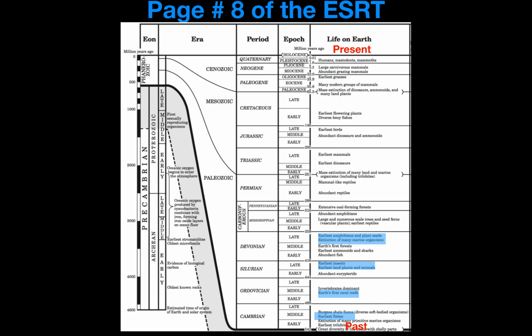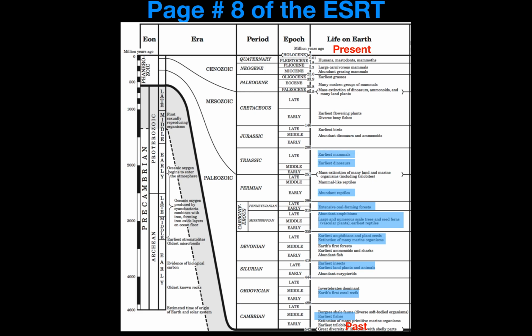Then eventually, we had the earliest amphibians and plant seeds, and also at this time there was a big mass extinction of marine organisms. So life started in the ocean, and a lot of them have gone extinct early on in Earth's history. Then over time, amphibians became more abundant, and we even had more trees growing on the surface of the Earth, and even the earliest reptiles came onto Earth. Then later on, we had extensive coal-forming forests. Eventually, reptiles became abundant on Earth. Then that led to the dinosaurs as we get closer to the present.